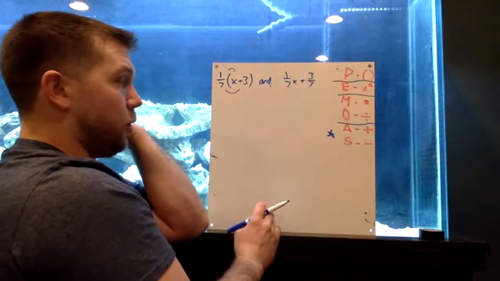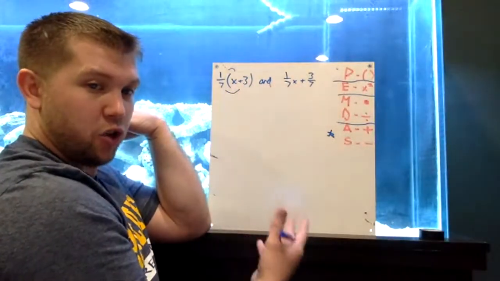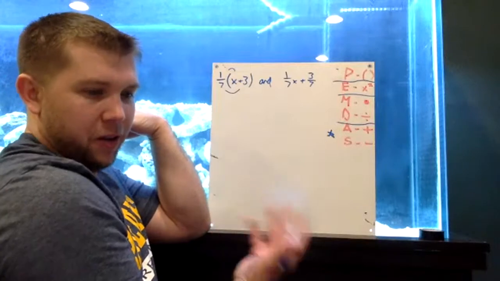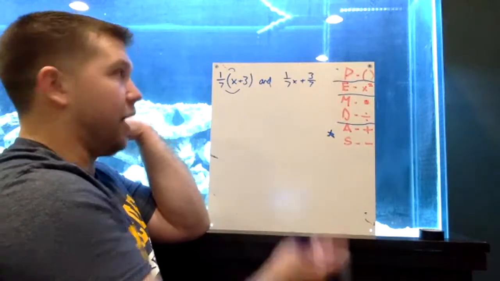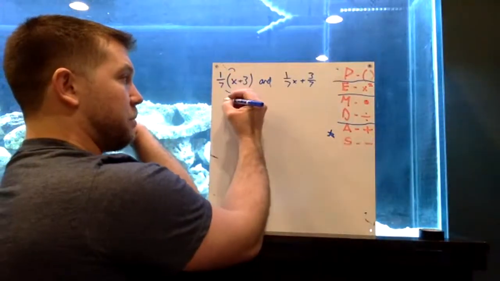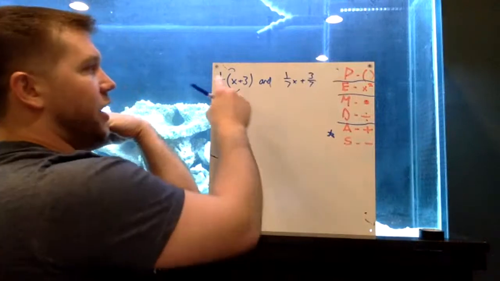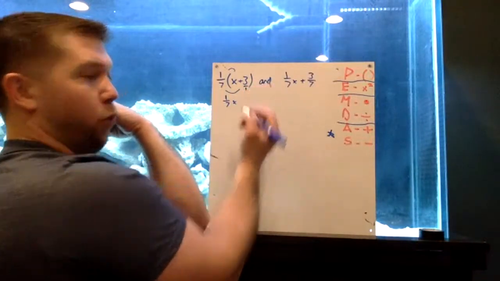To me, I feel like that's easier, because if I distribute and I get the same thing, then I could say, because of the distributive property, I know that 1/7 times x is 1/7 x, and I know 1/7 times 3, which is 3 over 1.